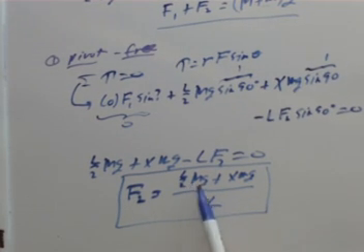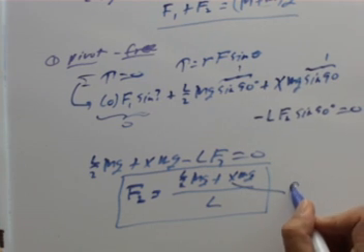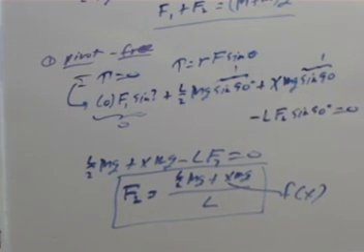This is the contribution due to the weight. This is the contribution due to the person. And notice that it is a function of x here. This F2 is a strong function of x. So yes, it depends on where the person is standing. Where the person is standing will dictate exactly what the magnitude of F2 will be.